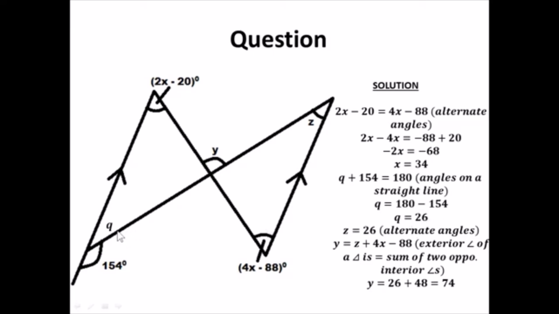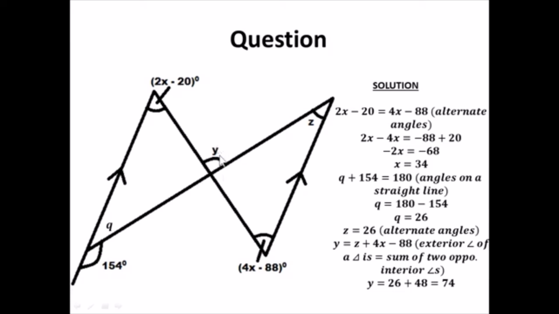Then if our Q is 26, there's also a relation between the angle at Q here and this angle Z. They are both alternate what angles? Alternate angles. This is Z, like this, then like this. So this angle here is alternate to this angle. So that means angle Z is also what? 26 degrees. Reason: alternate angles.